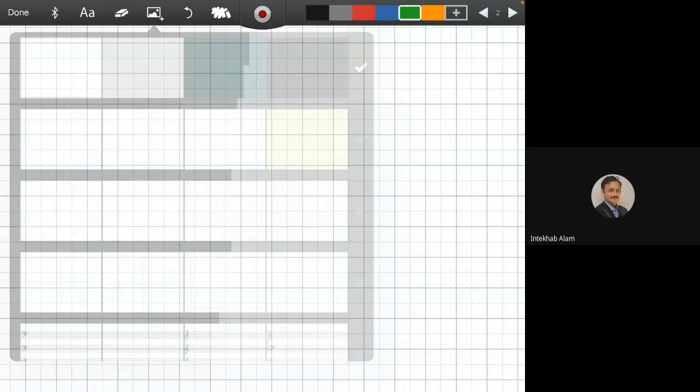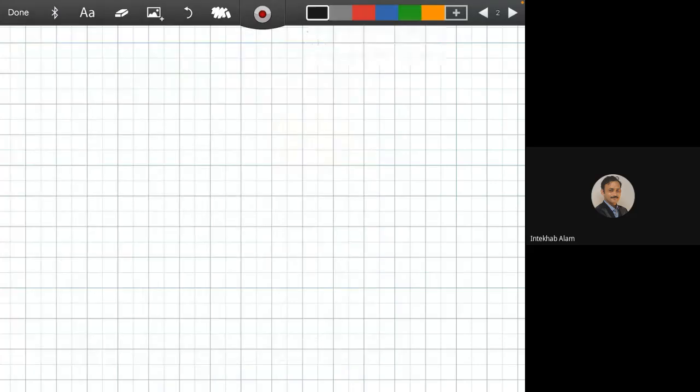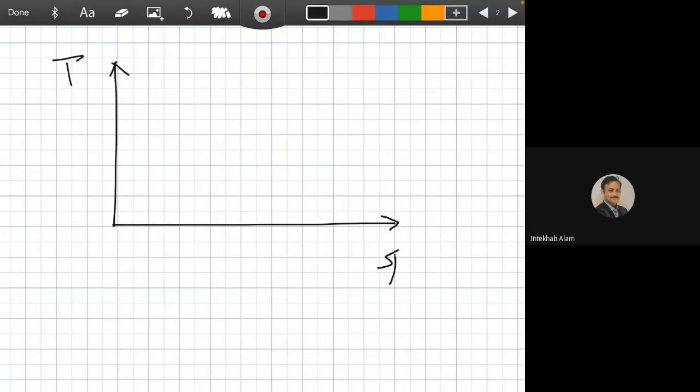So if we draw the curve, this is torque and this is speed. So here, if we just write about the slip, here slip equals 1, and here slip equals 0, here speed equals 0, speed equals synchronous.